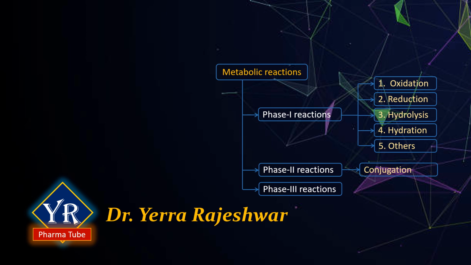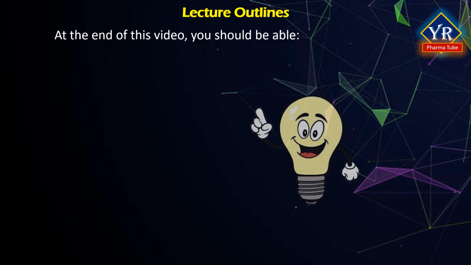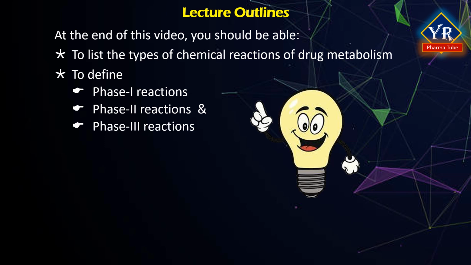In the previous lecture, we have learnt the various roles played by drug metabolism. If you did not watch the video, click on the I button on top right of this video to watch it. In this video, we shall try to understand the classification of drug metabolism. At the end of this video, you should be able to list the various chemical reactions involved in drug metabolism or biotransformations, and define phase 1, phase 2 and phase 3 reactions and the respective roles of the three phases of drug metabolism.